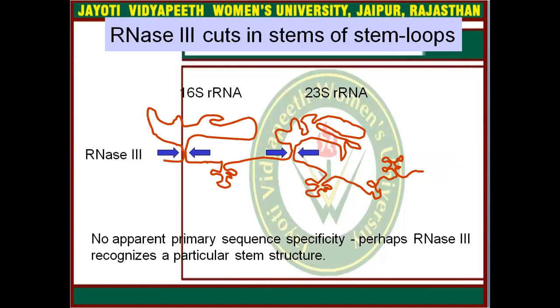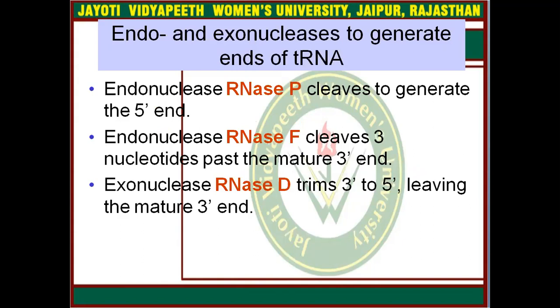RNase III cuts in stems of stem loops, with no apparent primary sequence specificity, and perhaps RNase III recognizes a particular stem structure. Endo and exonucleases generate the ends of tRNA. So endonuclease RNase P cleaves to generate the 5' end. Endonuclease RNase F cleaves one nucleotide past the mature 3' end, and exonuclease RNase D trims 3' to 5', leaving the mature 3' end.